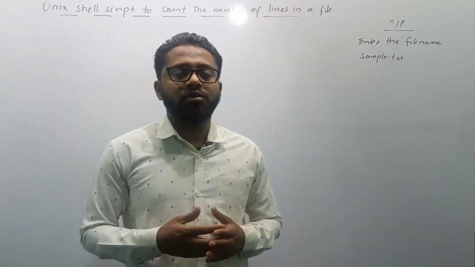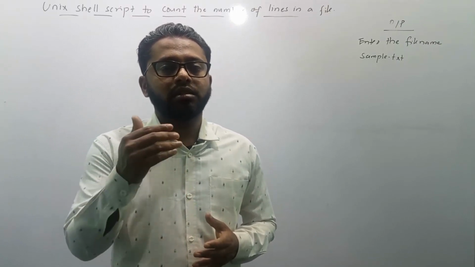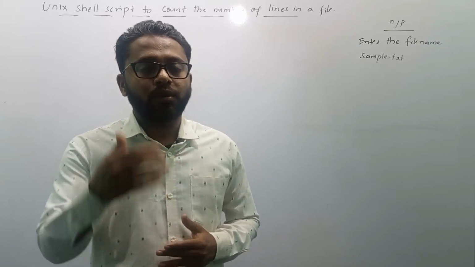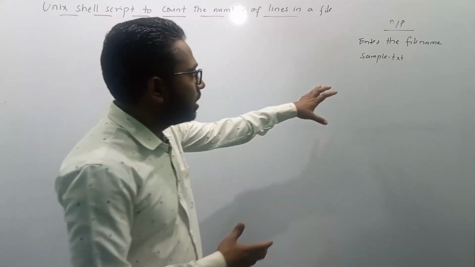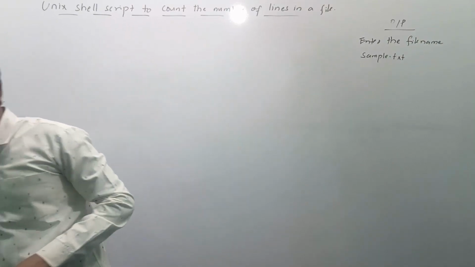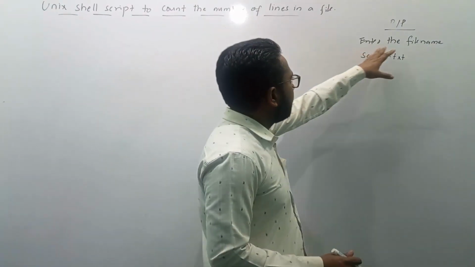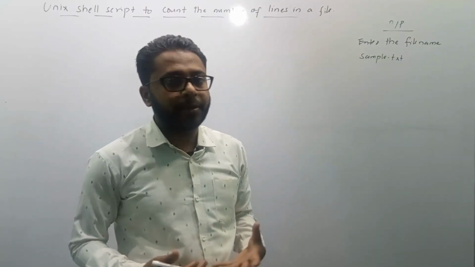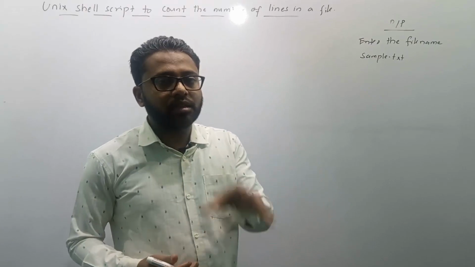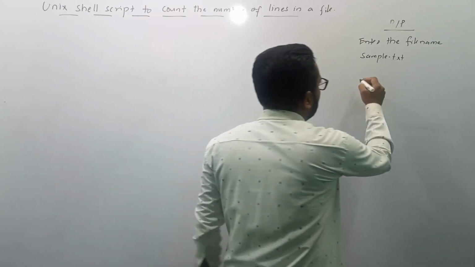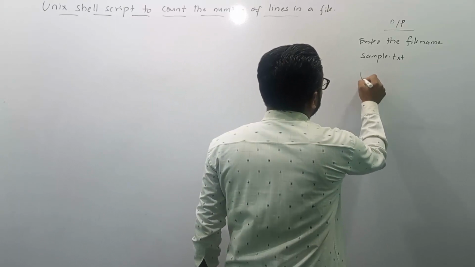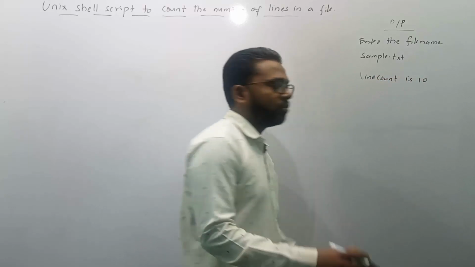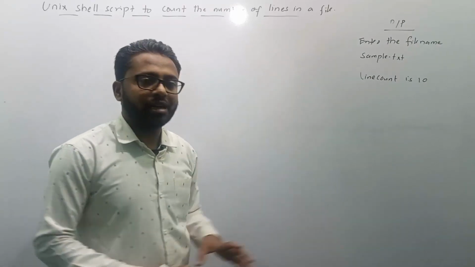When this program gets executed, it will ask the user to enter the name of the file. Then your program needs to count all the lines present in that file. As you can see here, I have already written down the output of this program. When it gets executed, it asks the user to enter the file name. Let us suppose the user has entered sample.txt. Then if that file exists, it should return the count of lines. Let us say the line count is 10, meaning there are 10 lines present in that file sample.txt.